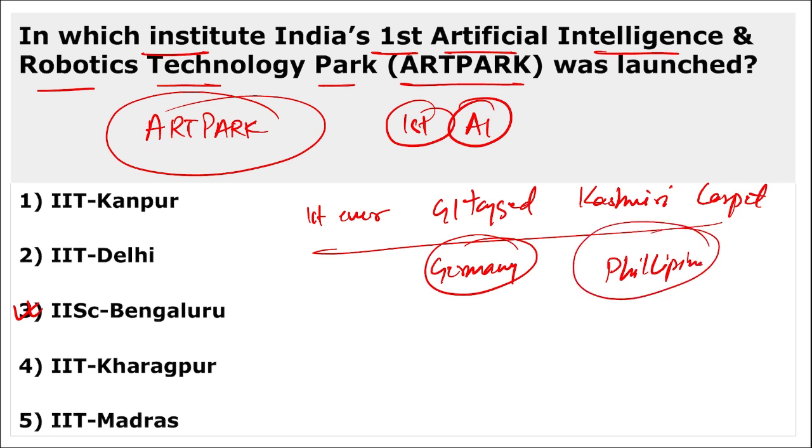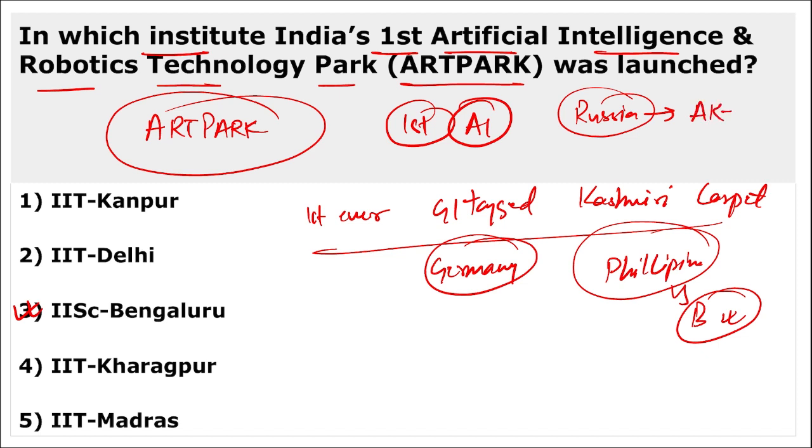Similarly, remember Philippines. Philippines became the first customer for the BrahMos supersonic cruise missiles. Alright, that is a joint venture between India and Russia. Then if we are talking about Russia, remember from Russia, India got assault rifles by the name AK-203. The first batch of these rifles was procured by the Indian government from Russia.